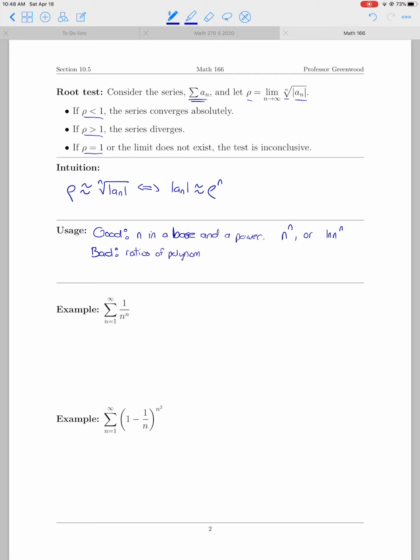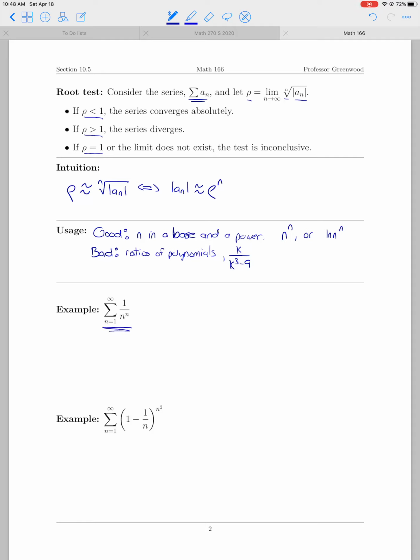And then the root test is going to be bad, just like the ratio test, for ratios of polynomials. And so again, that's things like k over, maybe this time, k to the third minus 9. And so here, the limit comparison test would work really well for this, but the ratio test and the root test are both going to be inconclusive. So now let's look at a couple examples.